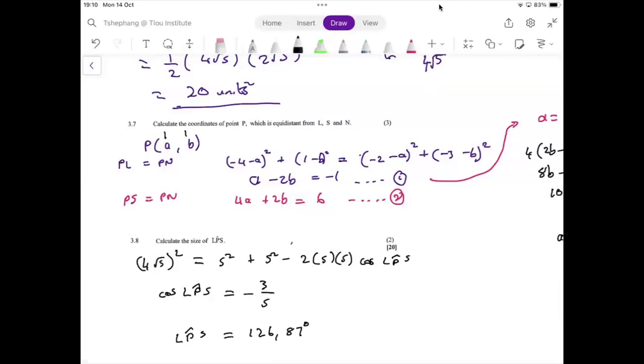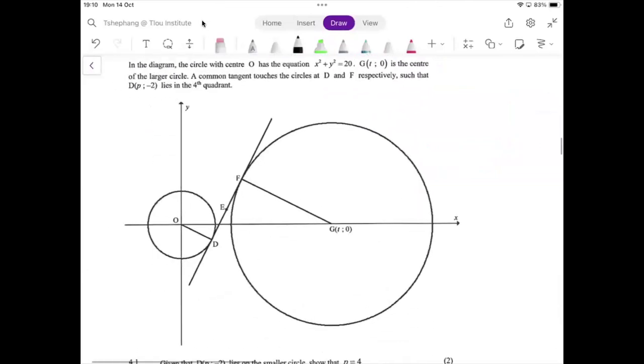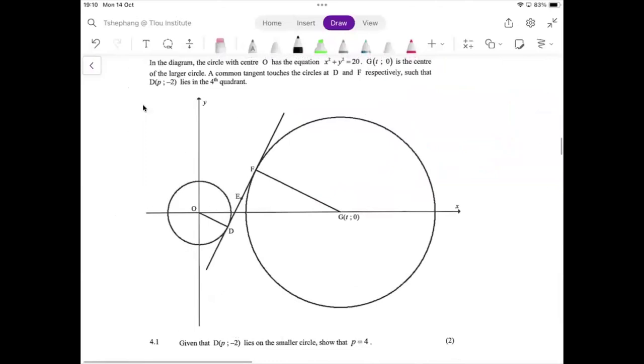Okay, moving on. Question 4. In the diagram, the circle with center O has the equation x squared plus y squared is equal to 20. And G is the center of the larger circle. A common tangent touches the circles at D and F respectively, such that D has coordinates P, minus 2 and lies in the 4th quadrant.